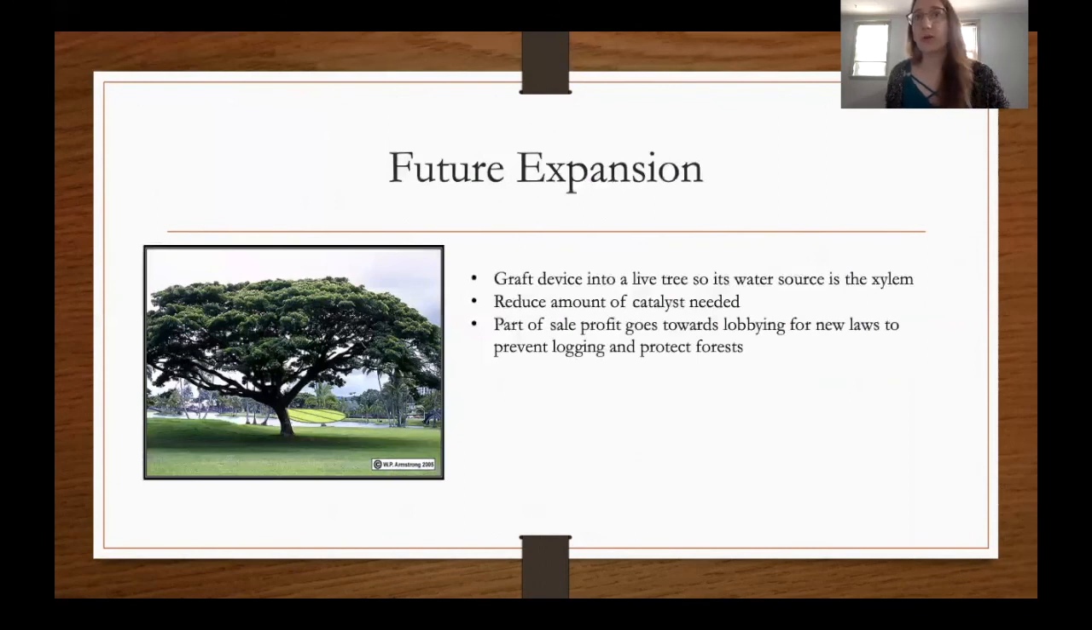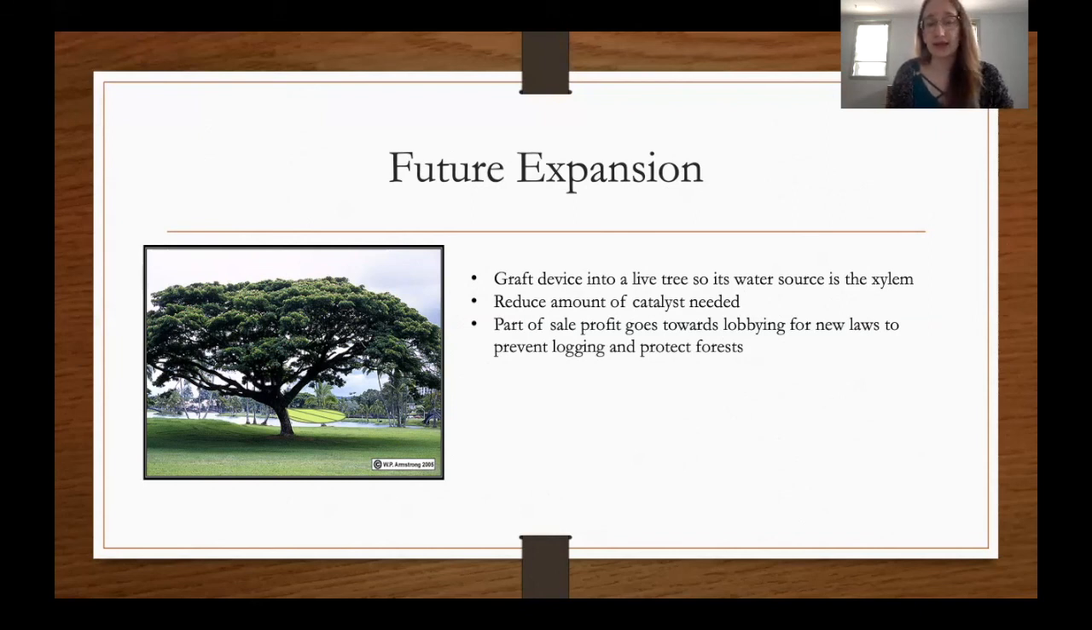Future expansion, what do I envision for this design? Ultimately, I'd like to graft the device into a live tree so that the water source of the device is the xylem itself. This would allow for the use of trees and forests that are already there to produce this formic acid and increase the uptake of CO2 even more. Additionally, it would be an easy way to help prevent these species from being logged because we do have devices implanted within them that would be protected by a business.